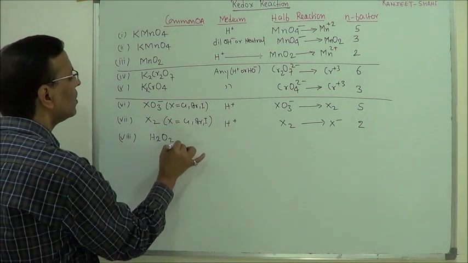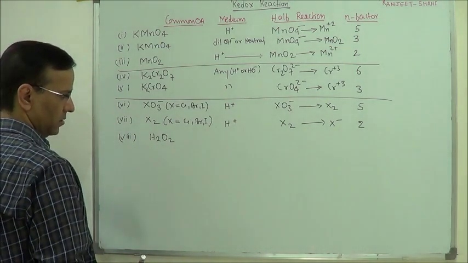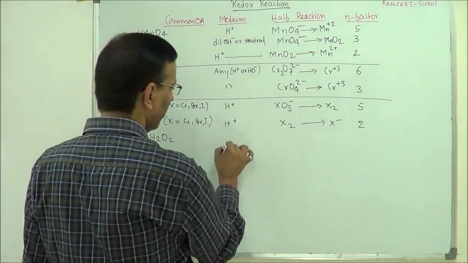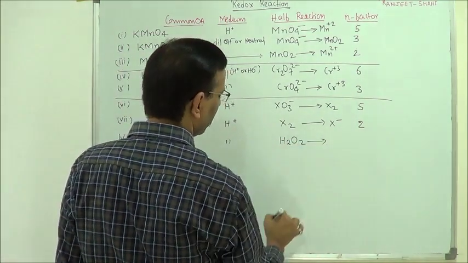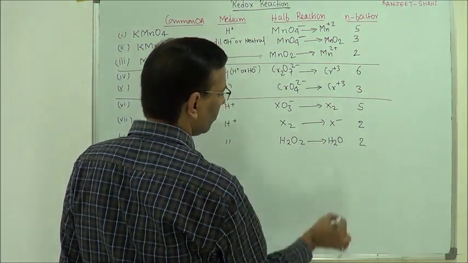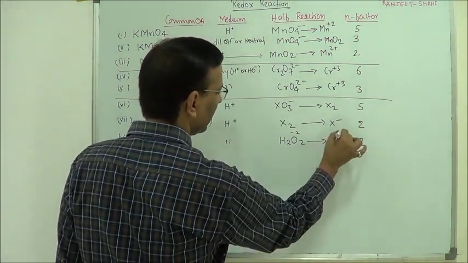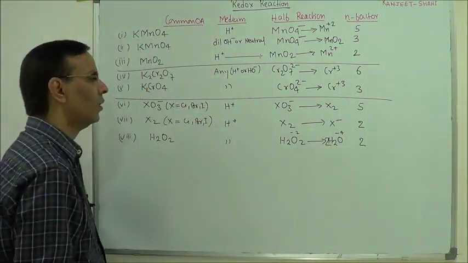Here X is again chlorine, bromine, iodine. H2O2 is also used as an oxidizing agent in any medium. H2O2, if it acts as an oxidizing agent, gets reduced to H2O, so change will be 2 minus 2, minus 4. For 2 oxygen we have to balance minus 4.